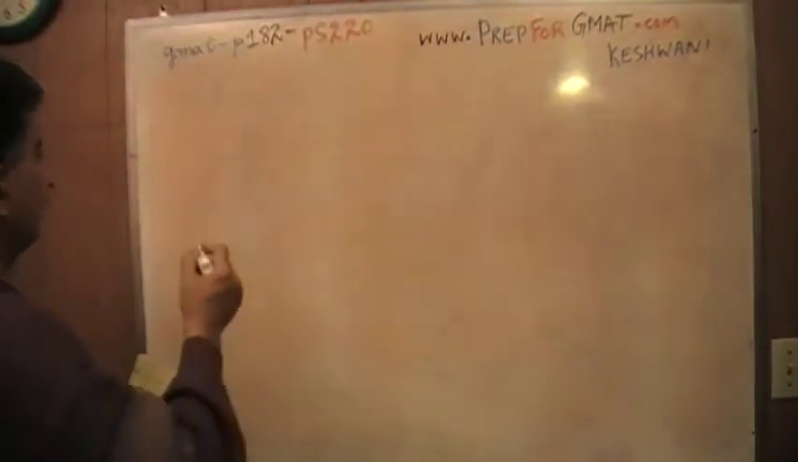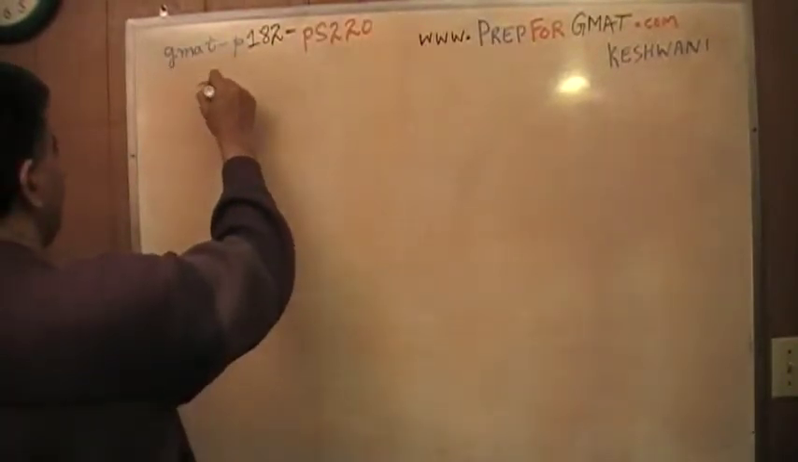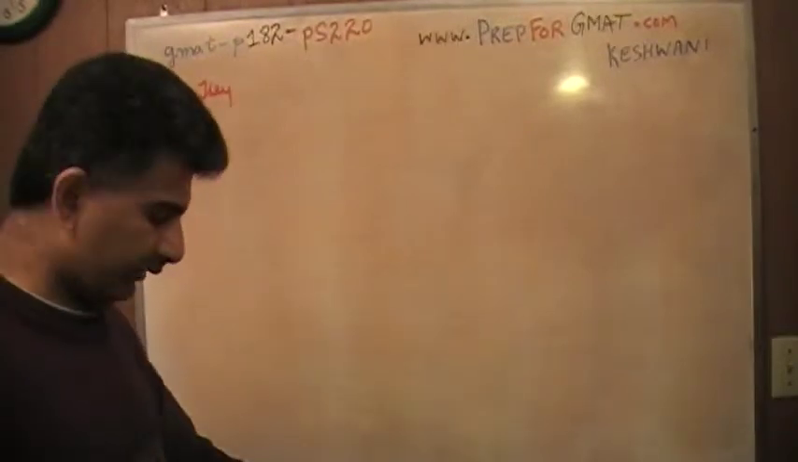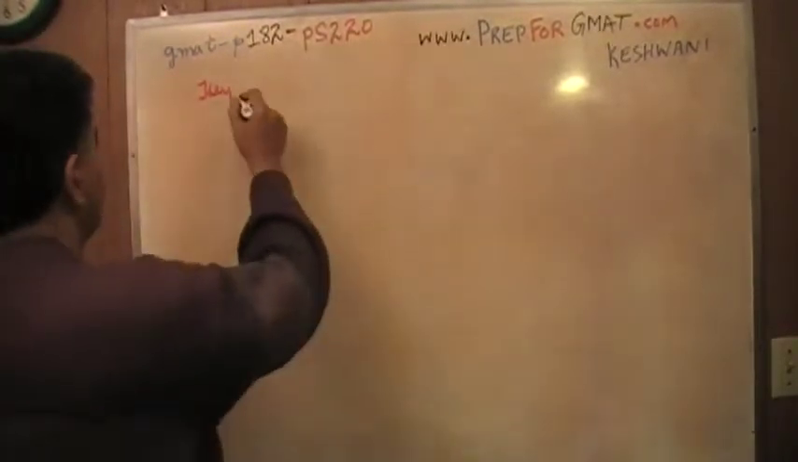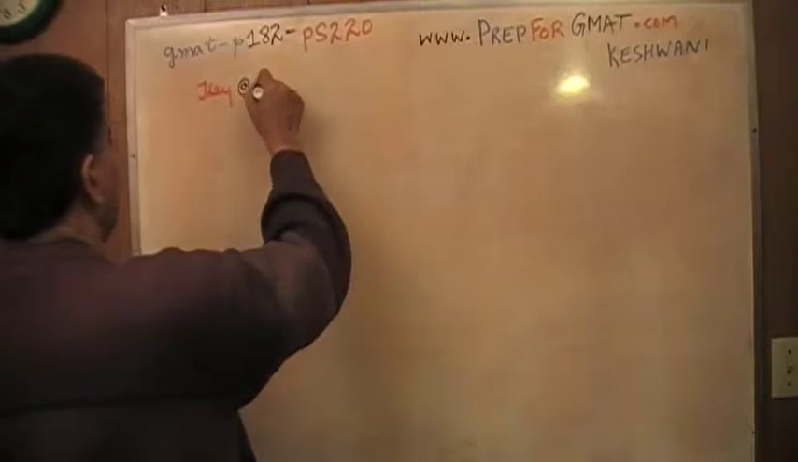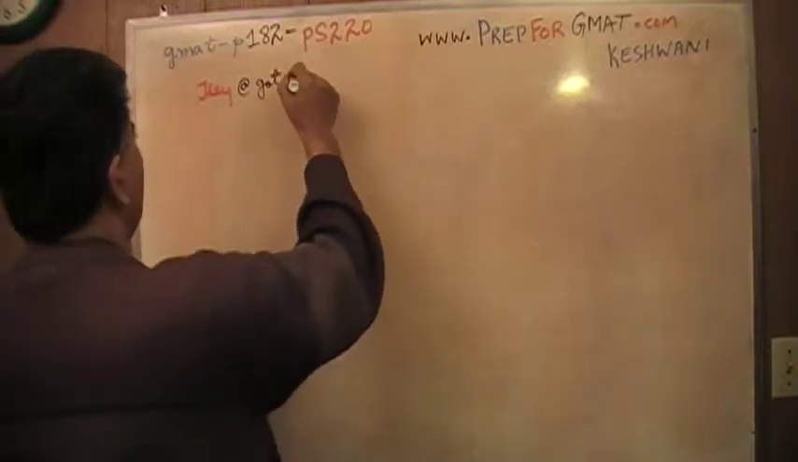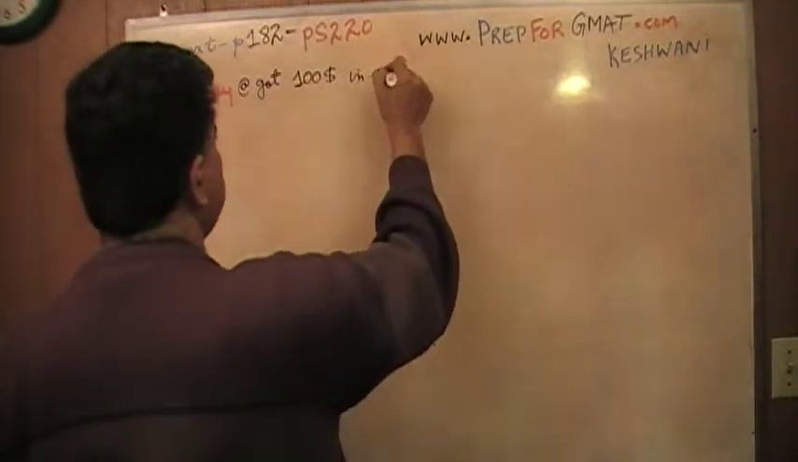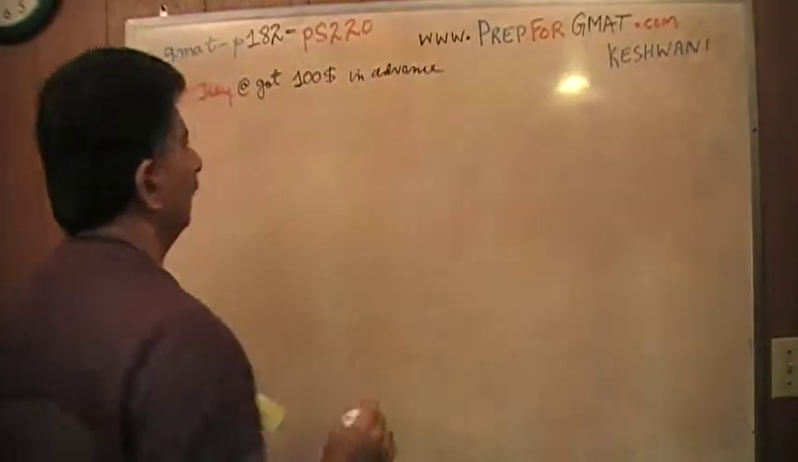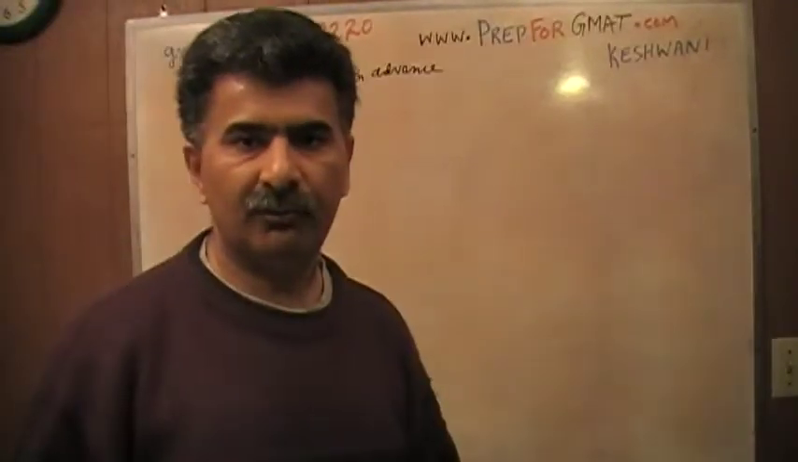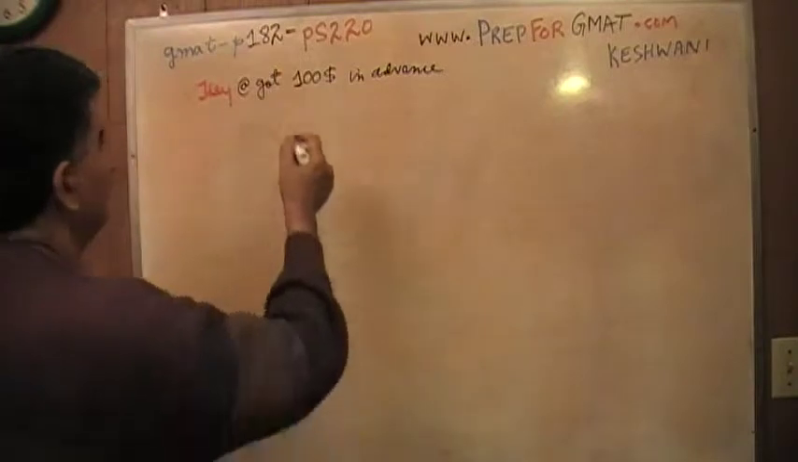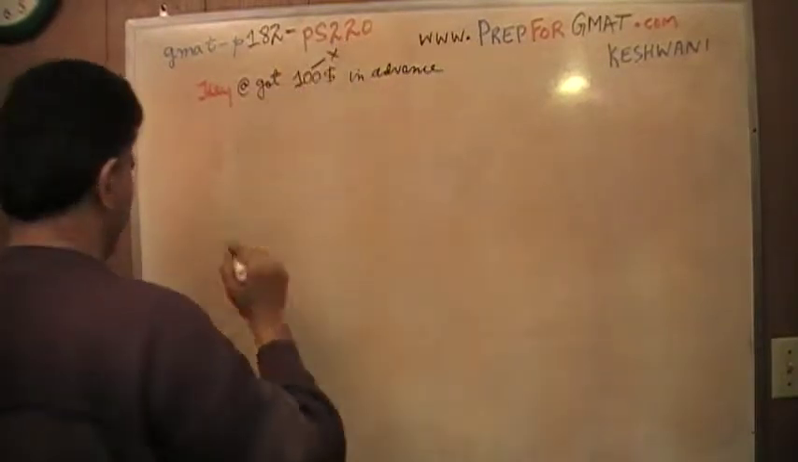So let's get going. Let's pretend, let me change the color, this is too thick. John and Mary each got $100 in advance. Now where did this $100 each come from? I don't know, it just fell from the sky. I'm just plugging in 100 for X. So this X is my 100.